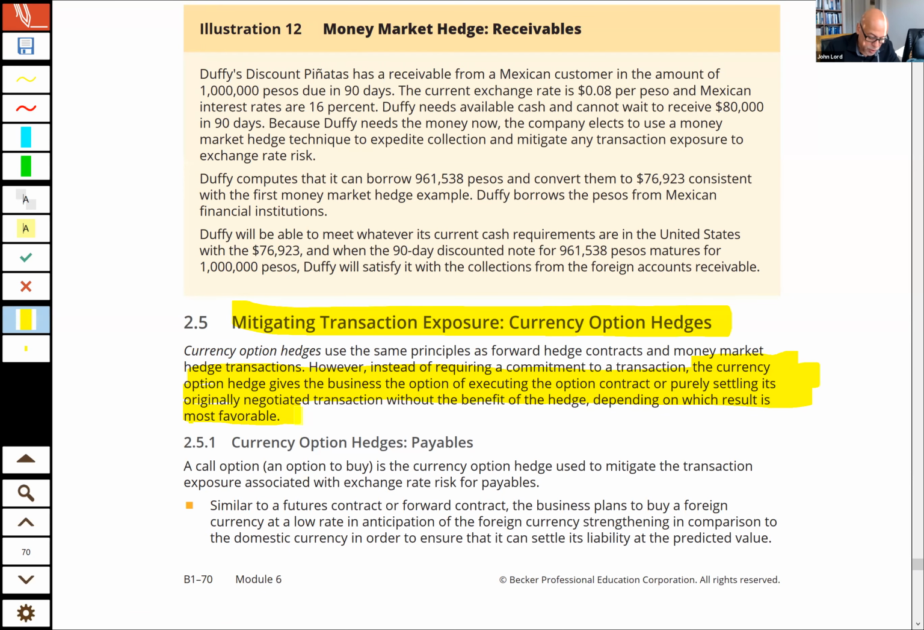Okay? So a call option is an option to buy the currency at a particular rate. And similar to a futures contract, the business plans to buy foreign currency at a low rate in anticipation of the foreign currency strengthening in comparison to their domestic currency, okay? So make sure that you understand that a call option is an option to buy. Okay, make sure you've got that, because otherwise it gets a little bit difficult to answer any of the questions. And go ahead and flashcard that we will either exercise the option or let it expire.